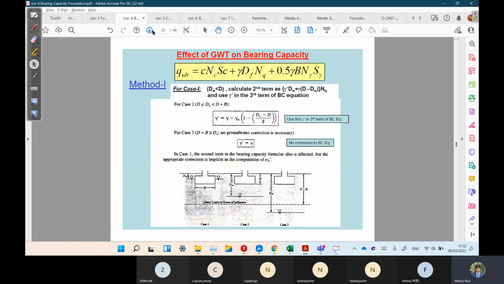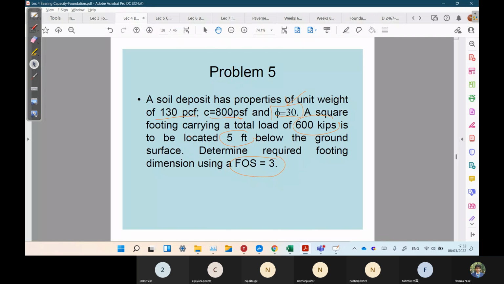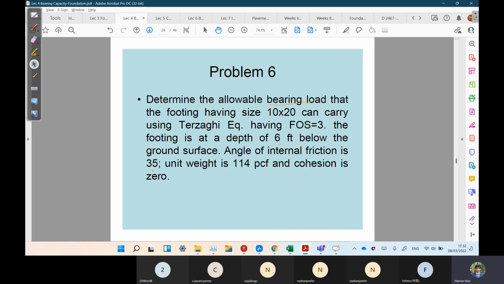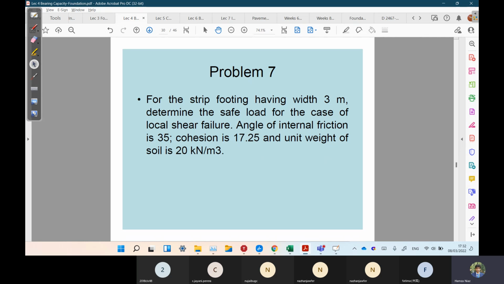All right, so that's simply this problem. This one is also done. For this one, they are saying strip footing. For strip footing, simply Sc is equal to 1, S gamma is equal to 1 also. We have width B is equal to 3 meters.